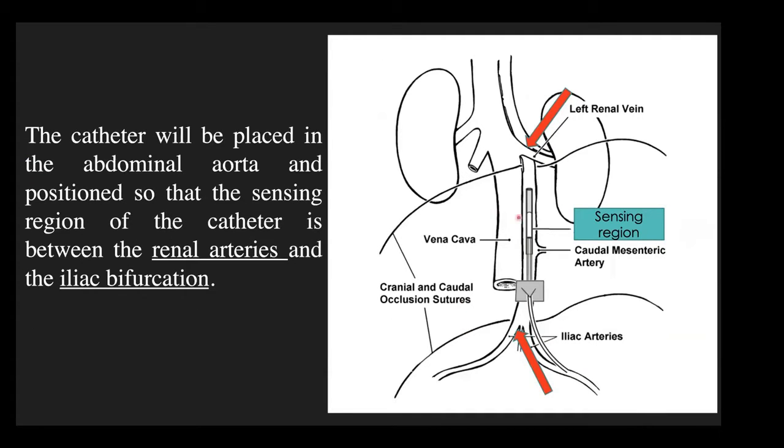So at this point, this is what you have. You have the thin-walled part of the catheter, which does have the sensing region, inside the aorta between the levels of your renal veins cranially and the iliac bifurcation caudally. If you have this, then you are good to go.